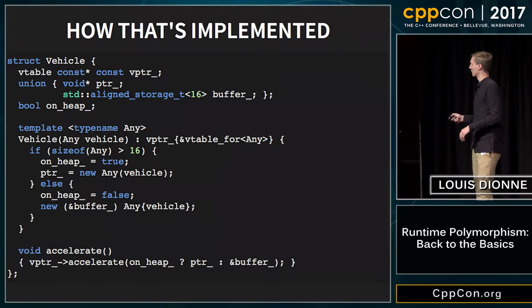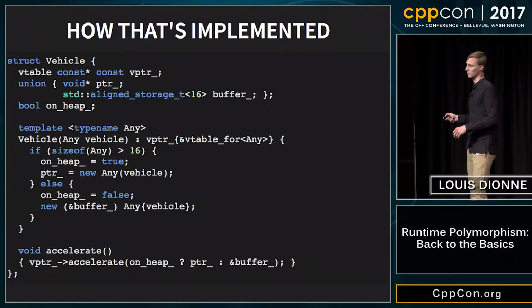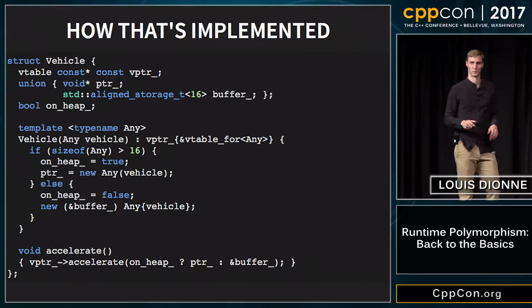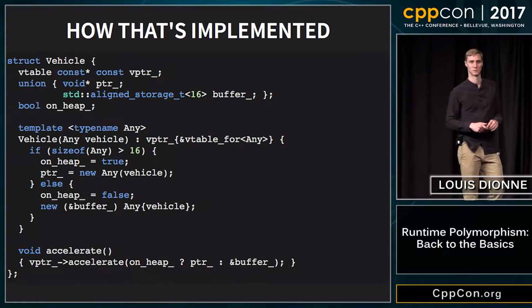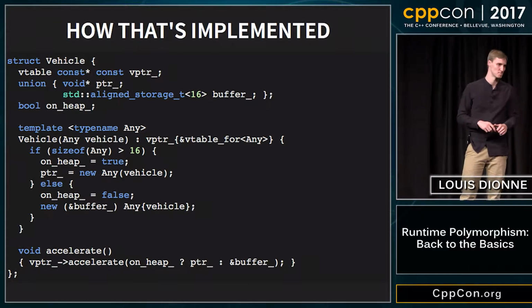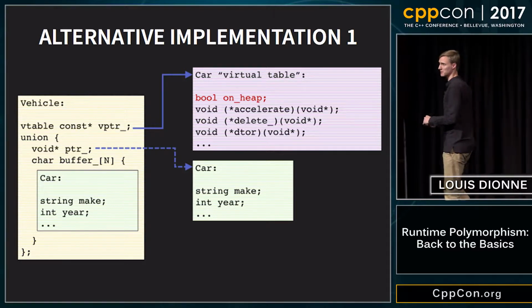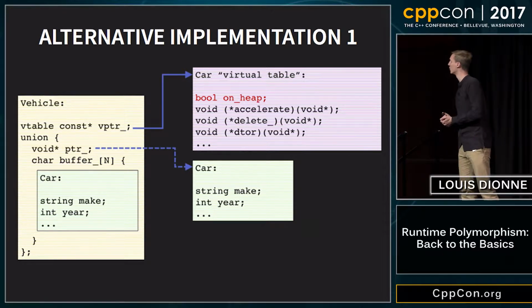And then when I want to call a function, I go through my vtable again, and if I'm on the heap, I use my pointer. Otherwise, I use my buffer. Is anybody completely lost? All right. There's a bunch of implementations, like I said. I just showed a very naive one.